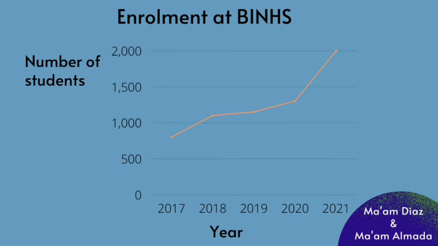This is a line graph of the enrollment of BINHS. The numbers on the y-axis represent the number of students, while the numbers on the x-axis represent the school year. It is stated in this line graph that from year 2017 until 2021, the enrollment increases.